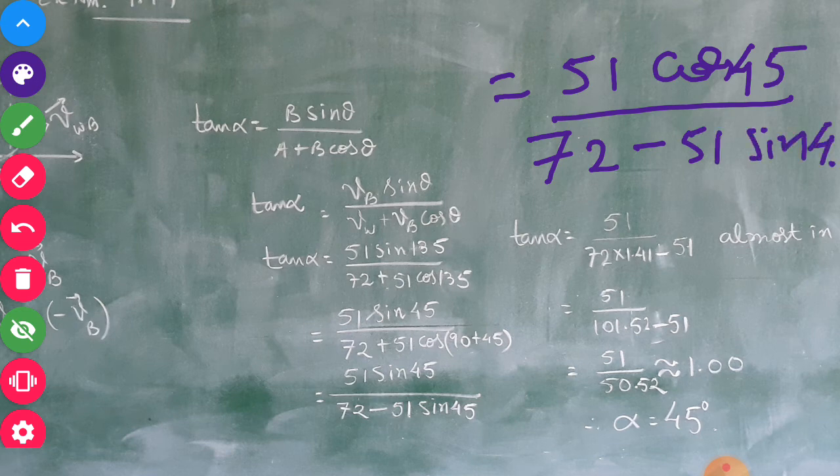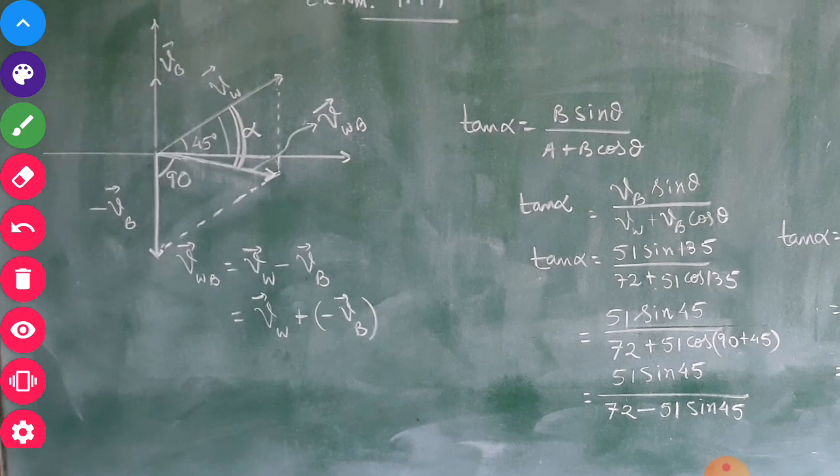Now you simplify this. Sin 45 is 1 upon root 2, and root 2 is 1.41. I have taken root 2 as the LCM and simplified, and I get roughly tan alpha is almost 1.004, and theta is 45. Why? Because tan theta is almost 1, so this theta, or we can say alpha, which we want to find, must be equal to 45 degrees.